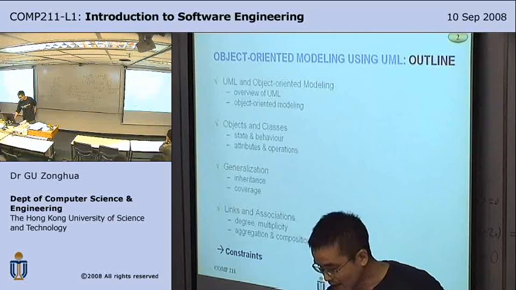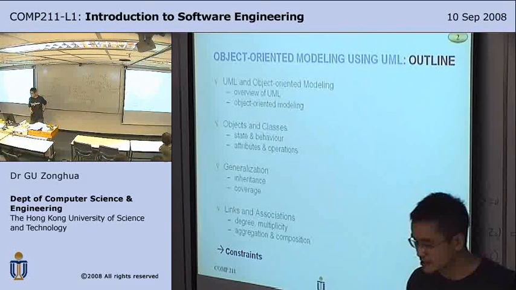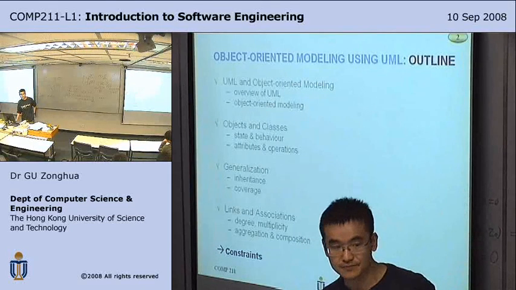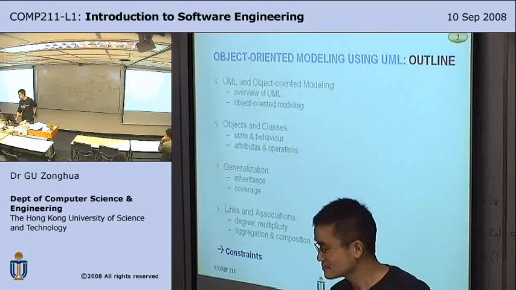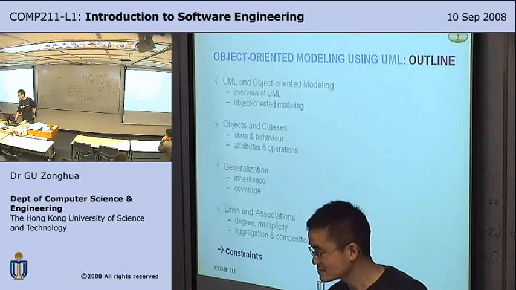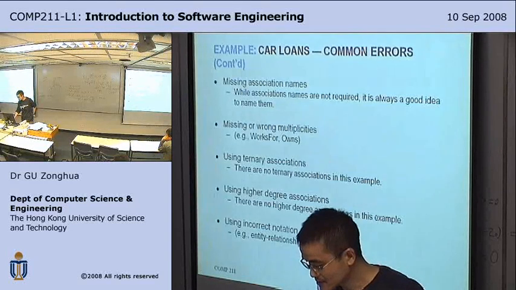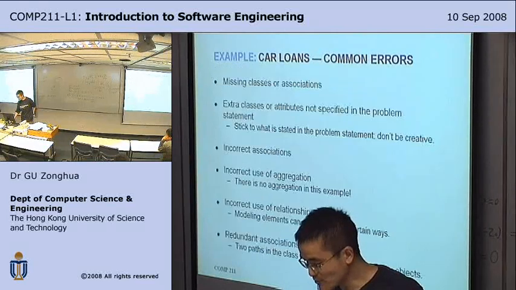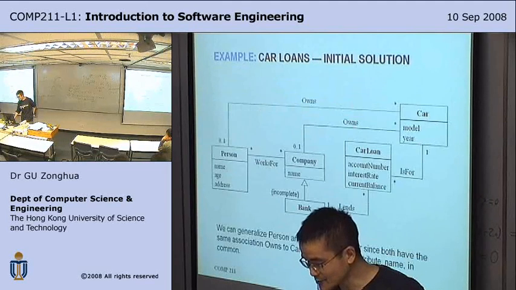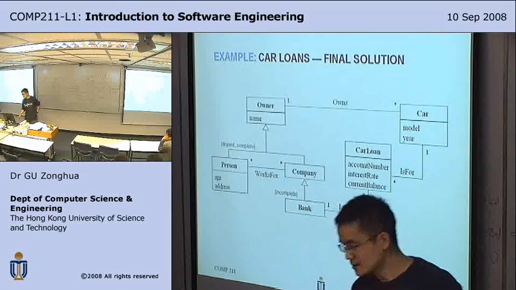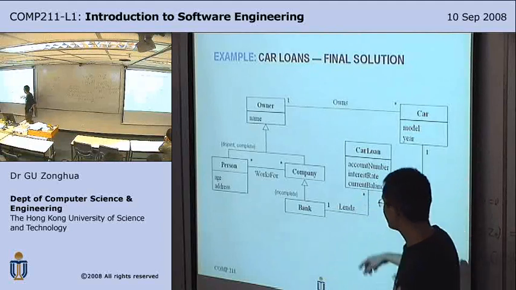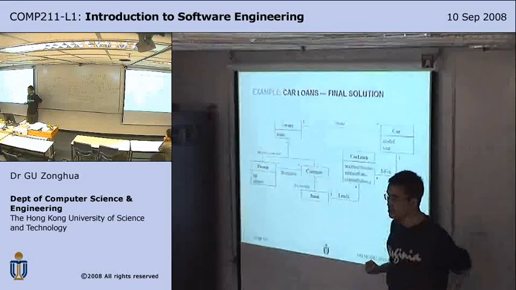So that's links and associations. Any questions? When do we need to put the multiplicity? Only in the association. Multiplicity always describes the association, on either end of the association.